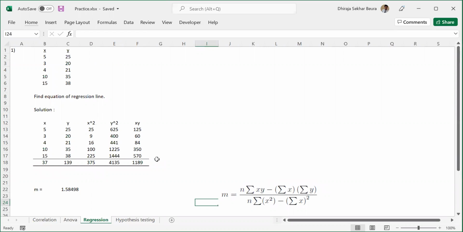Without revising the earlier concepts, because we have very little time, I'd like to finish the regression and hypothesis testing both. Let's see if we can. Very quickly, talking about regression.